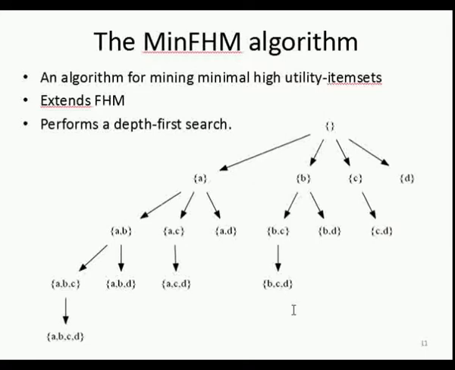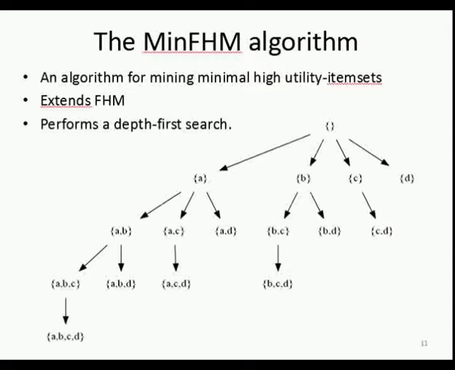Because there are so many possibilities, and we don't want to look at all of them, we apply the pruning properties 1 and 2 to reduce the search space. For example, if we find that B is a minimal high utility item set, because of property 2, we don't need to look at BC, BD, and BCD. So we can reduce the search and still find the solution to our problem.